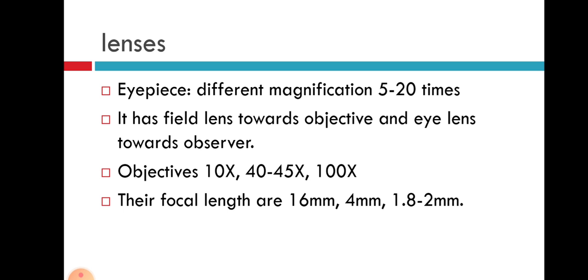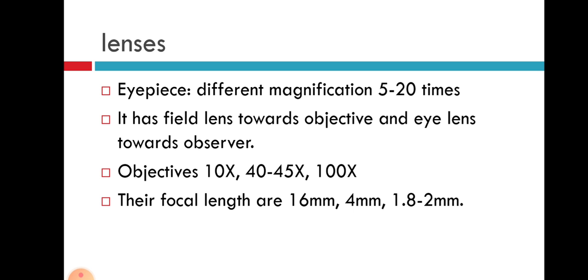The objectives are generally of three different magnifications. Low power is represented as 10x, high power as 40 to 45x, and oil immersion as 100x. The focal lengths of these lenses are 16 mm, 4 mm, and 1.8 to 2 mm respectively. These objectives are mounted on a revolving nosepiece for convenience. The eyepiece and objectives are fitted at the two ends of a hollow tube called the body tube or the body of the microscope.